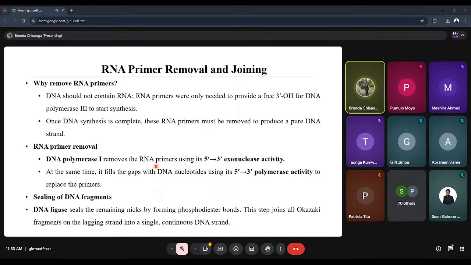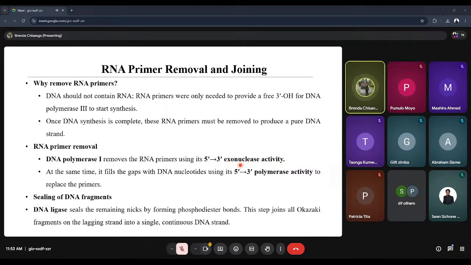Now, DNA polymerase 1, just like any other polymerase, has a 5 to 3 prime polymerase activity. When I say polymerase activity, it means it can also synthesize DNA, and the synthesis follows the same direction as polymerase 1. So it can synthesize in the 5 to 3 prime direction. But when it comes in to remove this RNA primer, it is using its 5 to 3 prime exonuclease activity.